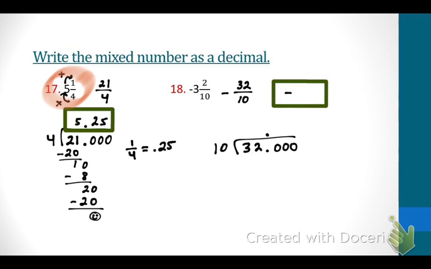Put your decimal point and add some zeros. Zariana, how many times can 10 go into 32? 3. 3 times 10? 30. Drop that down. You get a 2 and bring down another 0. How many times can 10 go into 20? 2 times 10? 20. 20 minus 20? 0. Yes, we are happy whenever we get to a 0. The final answer is 3.2, but we know the answer has to be negative. So up here in your box, it's going to be a negative 3.2.